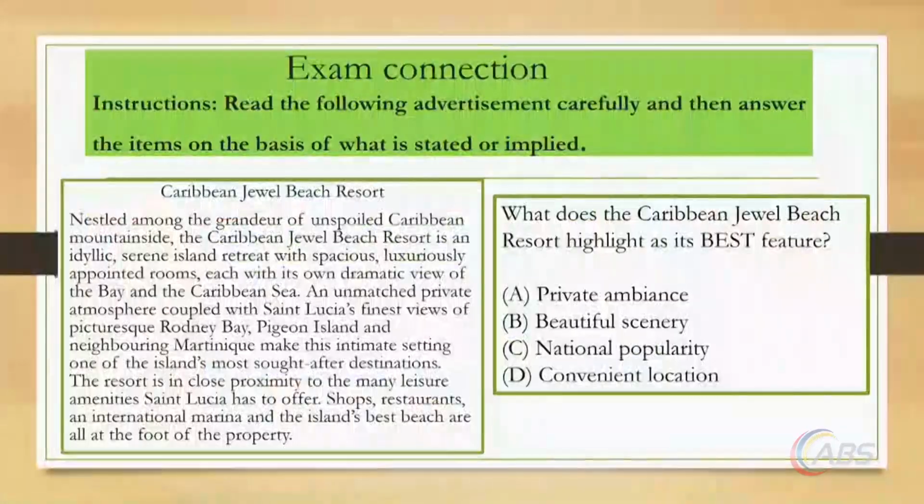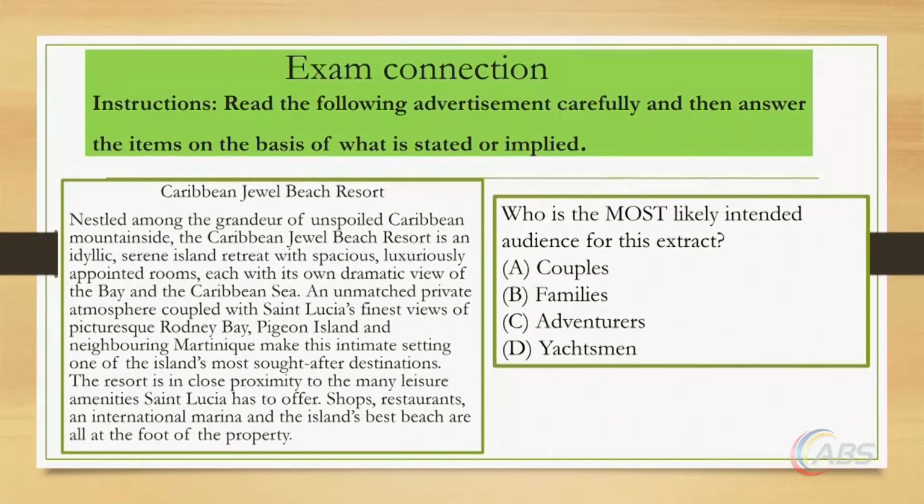Next question. What does the Caribbean Jewel Beach Resort highlight as its best feature? Now notice the use of the word best. So you're looking for the best feature. So you read the options, and in this case, based on your reading of the passage, it would be beautiful scenery. So that's the answer to that question.